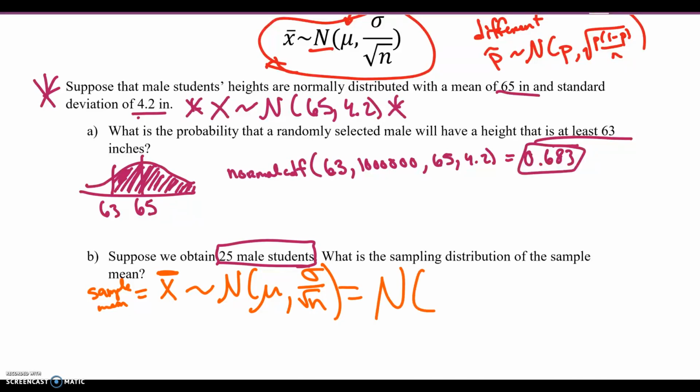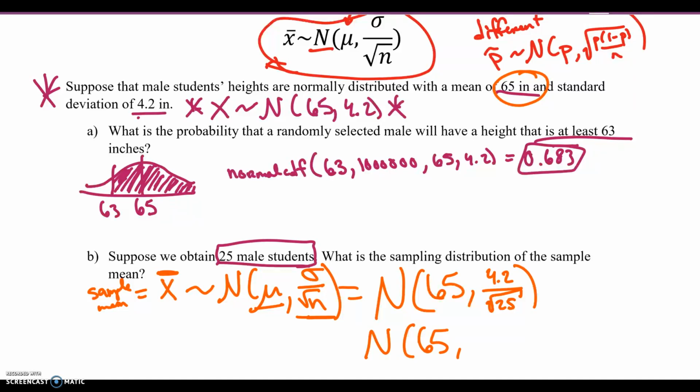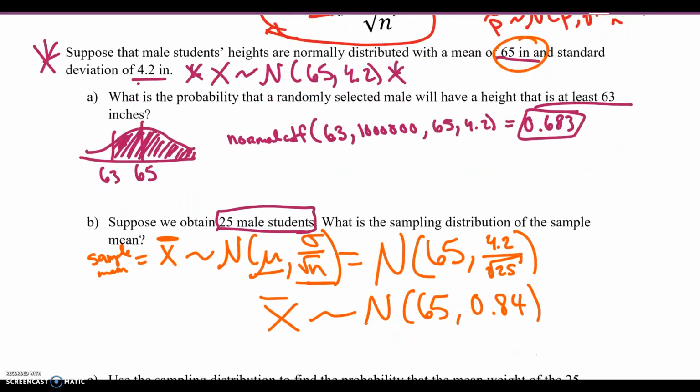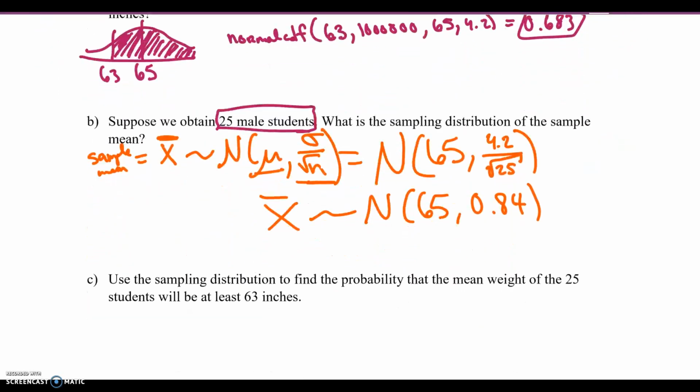The only thing that's different is that the mean is still the same, the 65 inches. The only thing that changes is the standard error, because this is going to be sigma. Sigma was 4.2, and I'm going to divide it by the square root of n, which in this case was 25. So let's take 4.2 and divide it by the square root of 25, which is 5. And what I get is 0.84. Now everything has changed. My sample mean is now normally distributed with a mean of 65 and a standard error of 0.84.